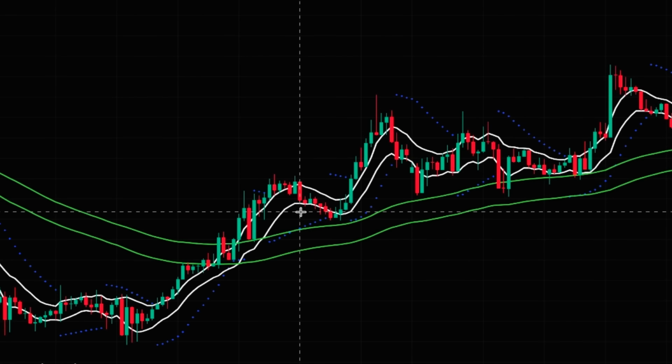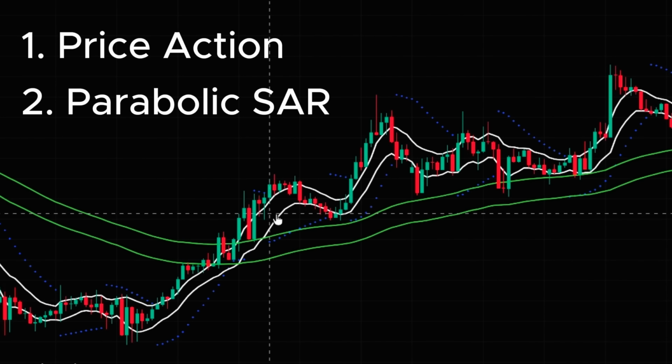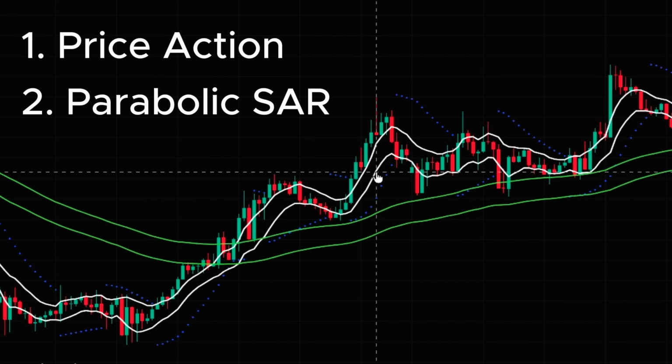In this situation, we can identify a pullback and the end of the pullback with the help of 2 methods: price action analysis or parabolic SAR. I have added parabolic SAR to this chart, so in case you don't know price action analysis or you just want to use only indicators, you can use parabolic SAR and identify pullbacks and ends of pullbacks. First, I explain the setup based on parabolic SAR, and then I will explain the price action method.